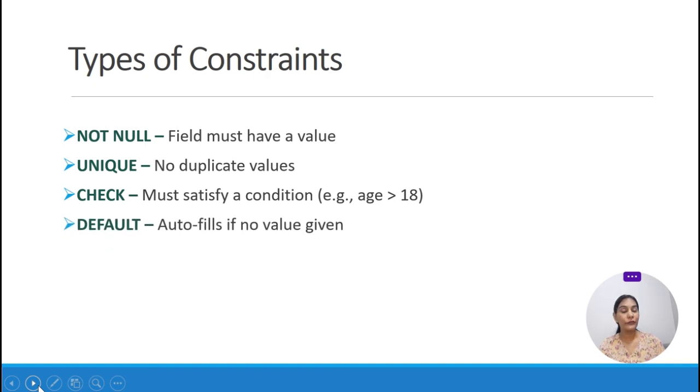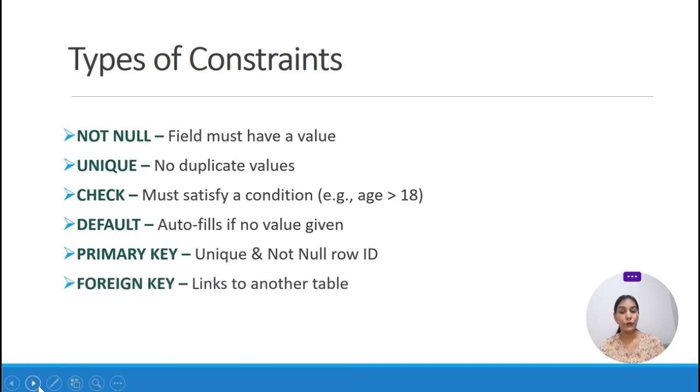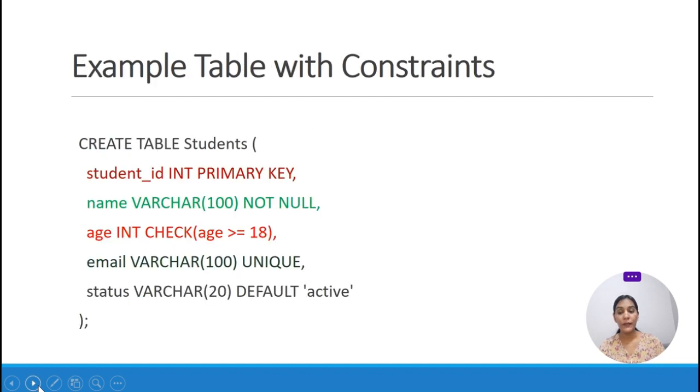Then default, autofill if no value is there. Let's take an example. Some students did not appear in the MST1 exam. Then what will we do? By default, we will fill a zero value in their marks. Then primary key, it should be unique and not null. Again, we take an example, student roll number. Then foreign key links one table to another table.